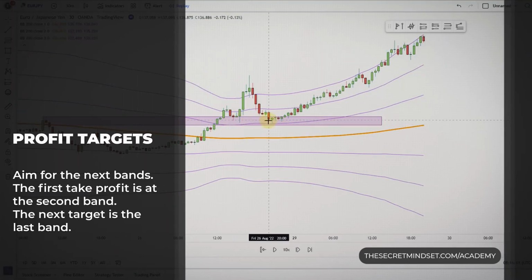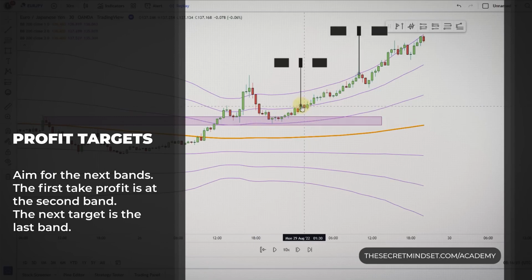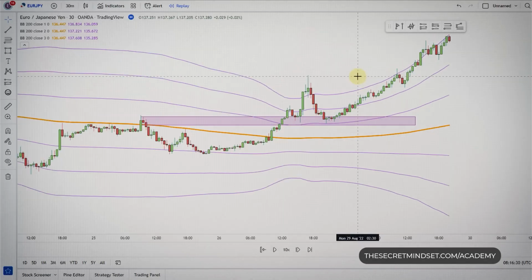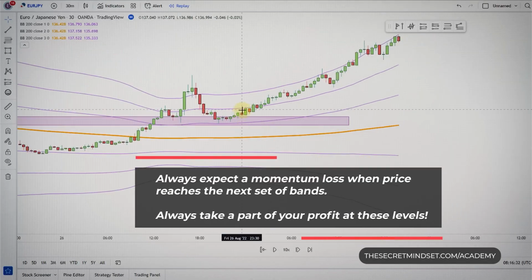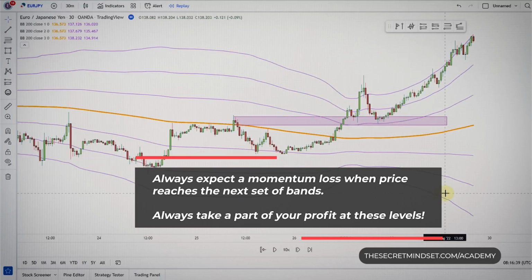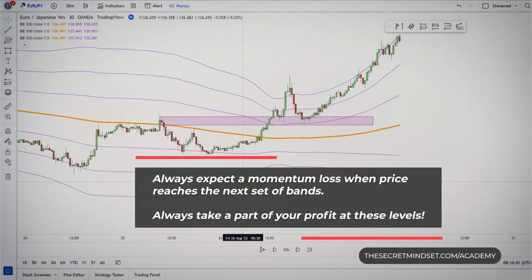And look how easy it is to find profit targets. You just aim for the next bands. The first take profit is at the second band, and the next target is the last band. Always expect a momentum loss when price reaches the next set of bands, and always take a part of your profit at these levels so you don't give it back to the market if price finds resistance and reverses.